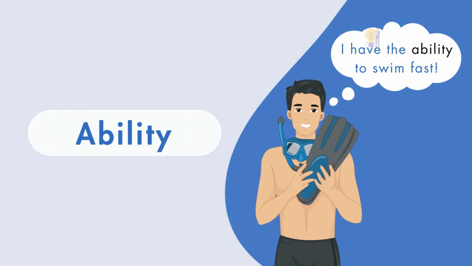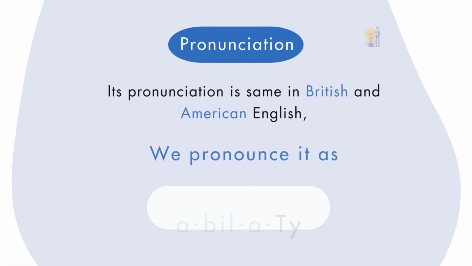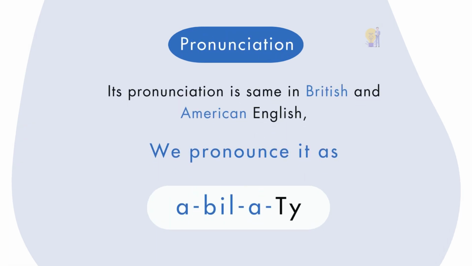In this video, we are discussing the word ability. Ability has 4 syllables. In British and American English, we pronounce it as ability, ability, ability.